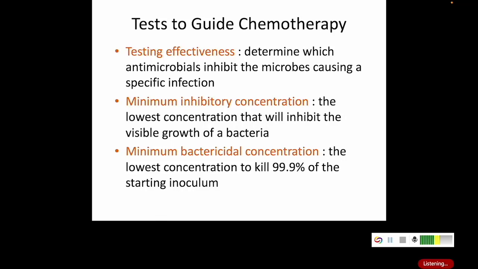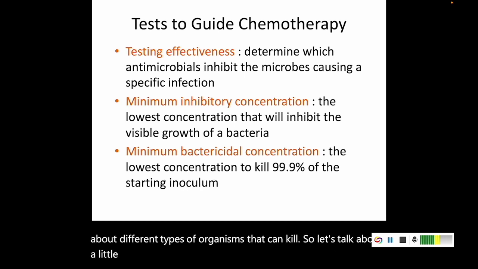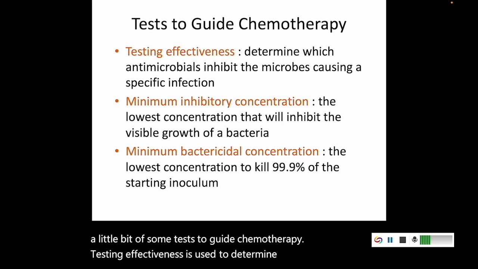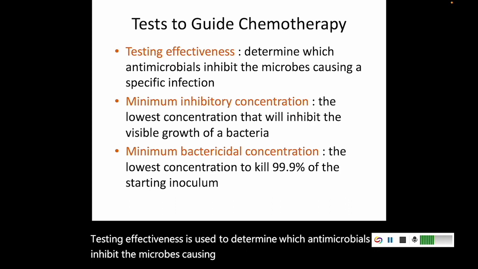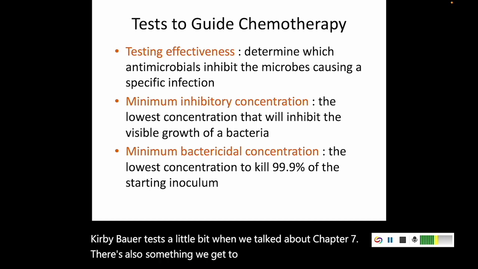Okay, so now we've talked about how antibiotics work. We've talked about different types of organisms they can kill. So let's talk about some tests to guide chemotherapy. Testing effectiveness is used to determine which antimicrobials will inhibit the microbes causing a specific infection. We talked about Kirby-Bauer tests a little bit when we talked about Chapter 7. This is also something we get to do in lab towards the end of our lab exercises.